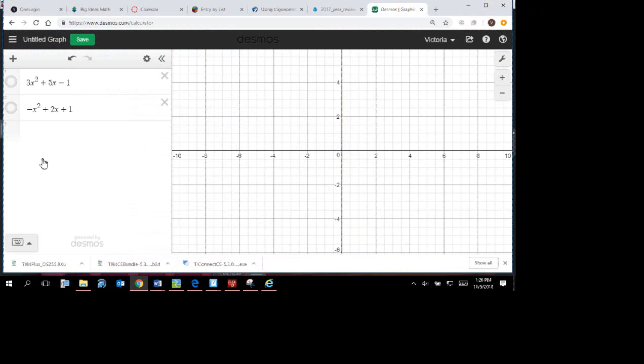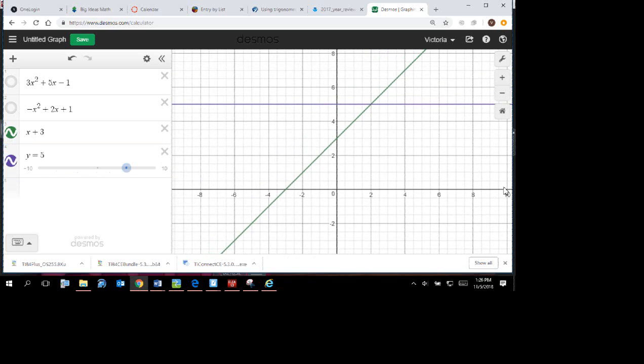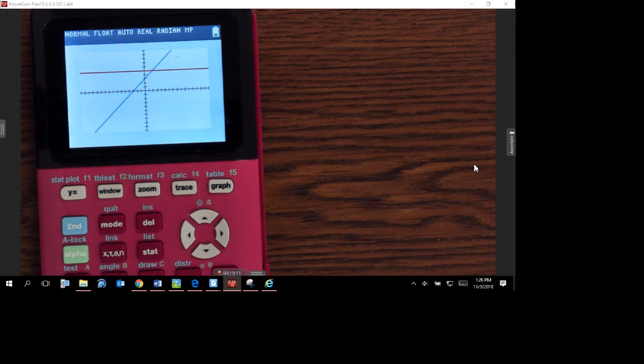Turn this off. What did I say? X plus 3, and y equals 5. So if you're on Desmos, it's really easy. All you have to do is touch where they intersect. If you're on the graphing calculator, I'm going to show you how to find the intersection, which is going to be very important on the next example that we do. If you're only on Desmos, write down these steps.